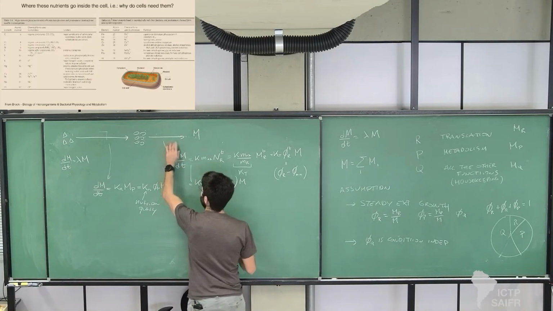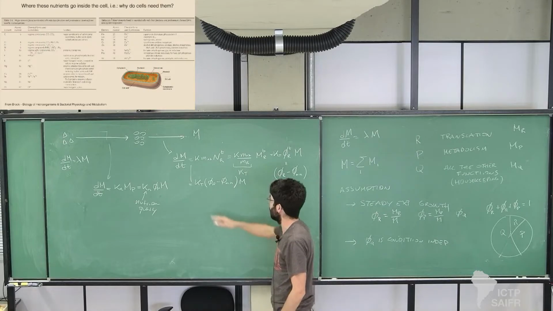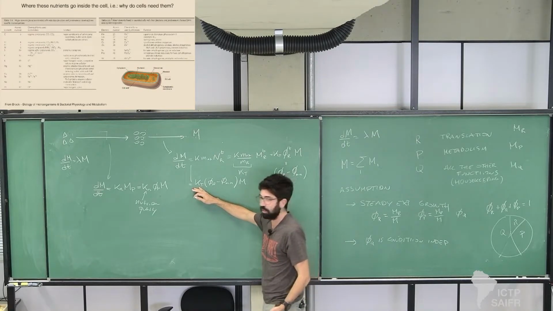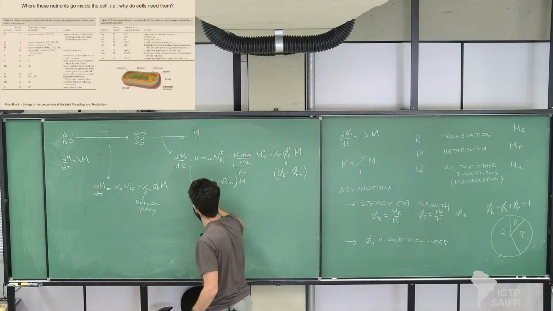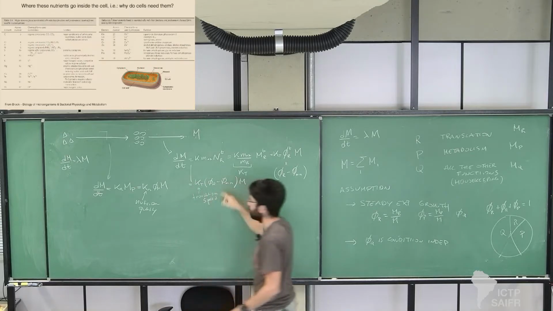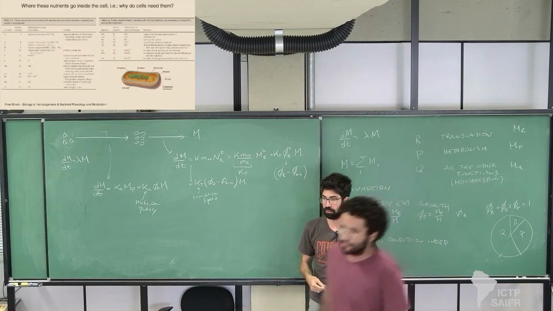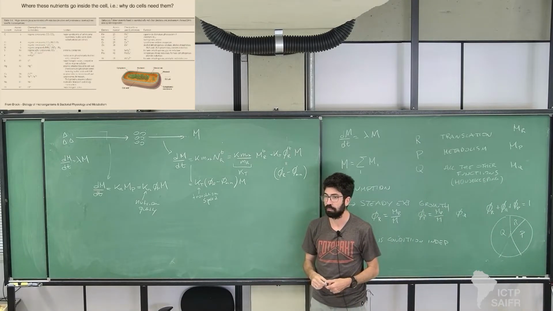On the other hand, the other step, translation, is related to how good I am at translating, how fast I am. So it's translation speed times the fraction of resources that I allocate to translation. Yes?